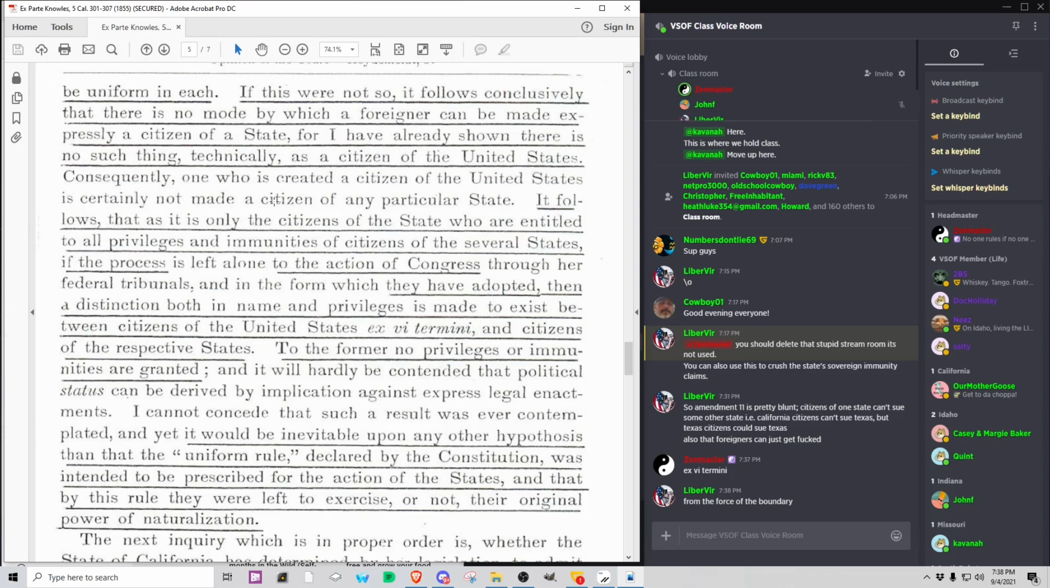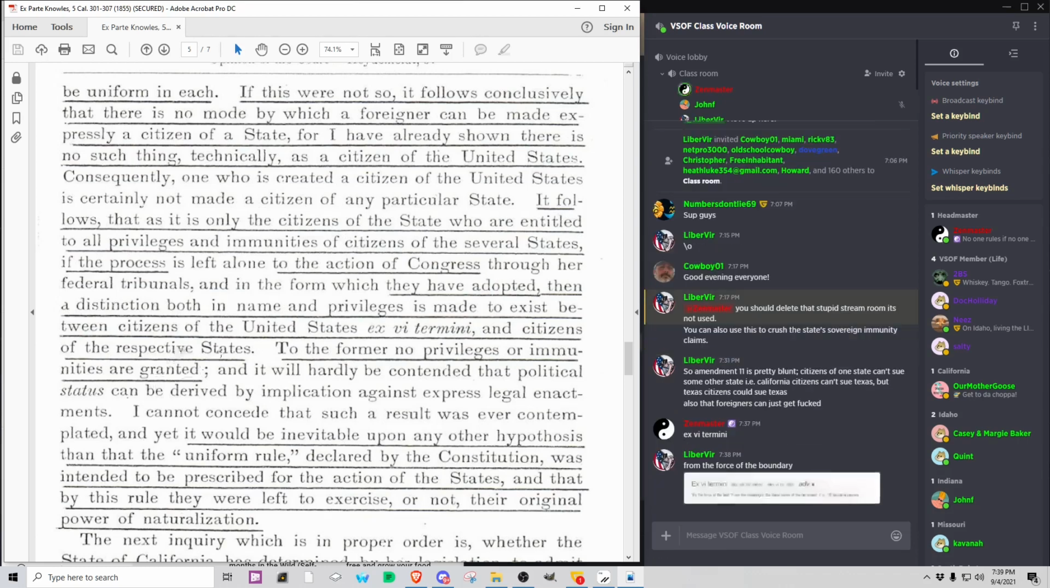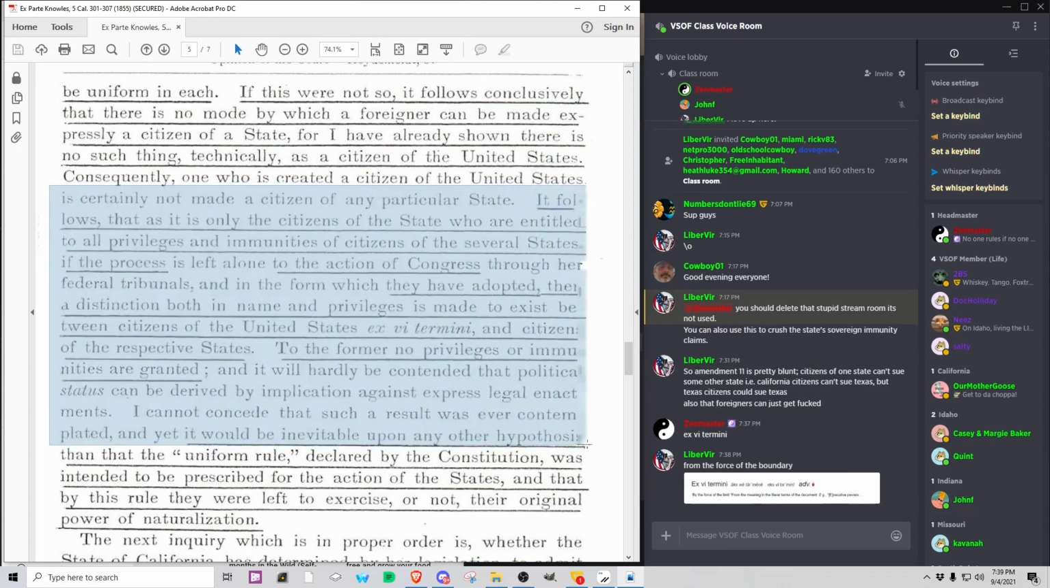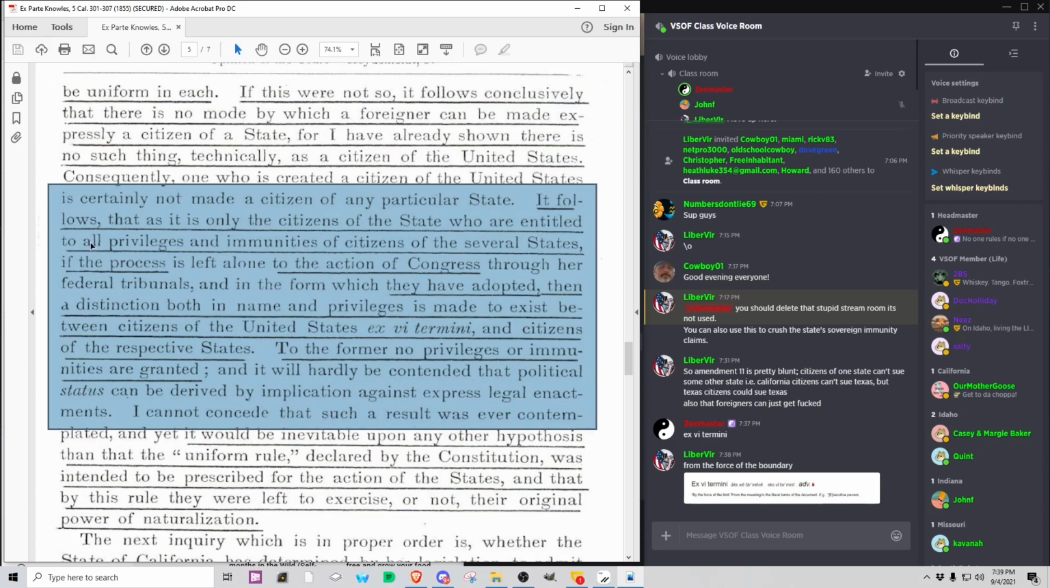Okay. So the former, which would be a citizen of the United States, this thing that didn't exist at this time, right? So to the former, no privileges or immunities are granted. So get that. To the former, which means the citizen of the United States, no privileges or immunities are granted. And it will hardly be contended that political status can be derived by implication against express legal enactments. So that is an extremely important part of this case, is to understand just what was said right from there, basically from there to there, that whole little snippet.